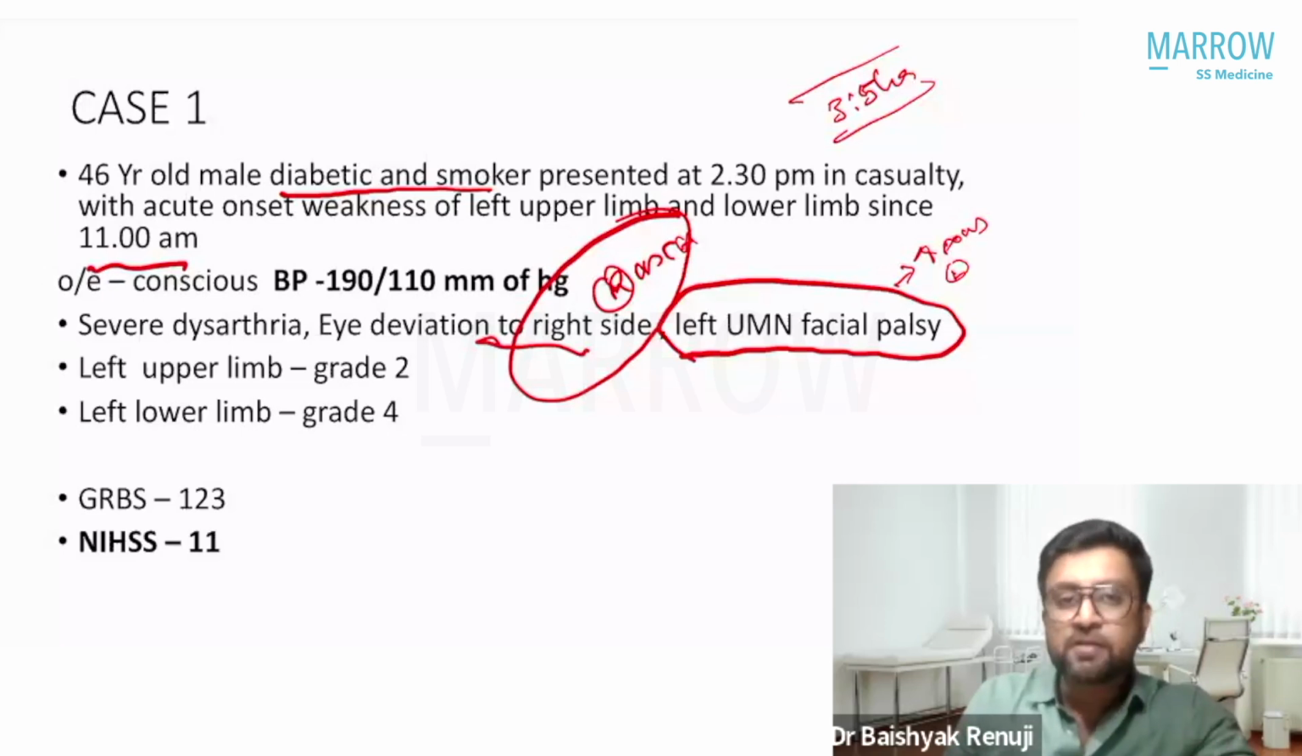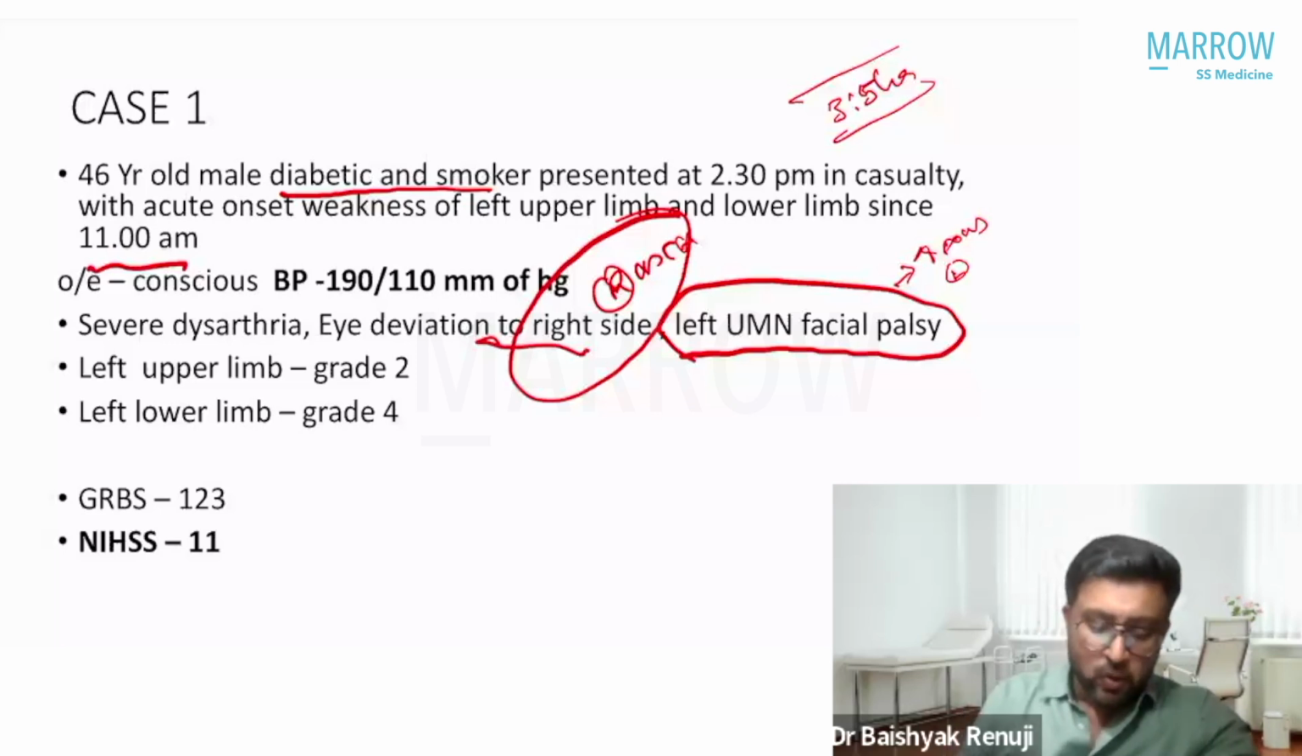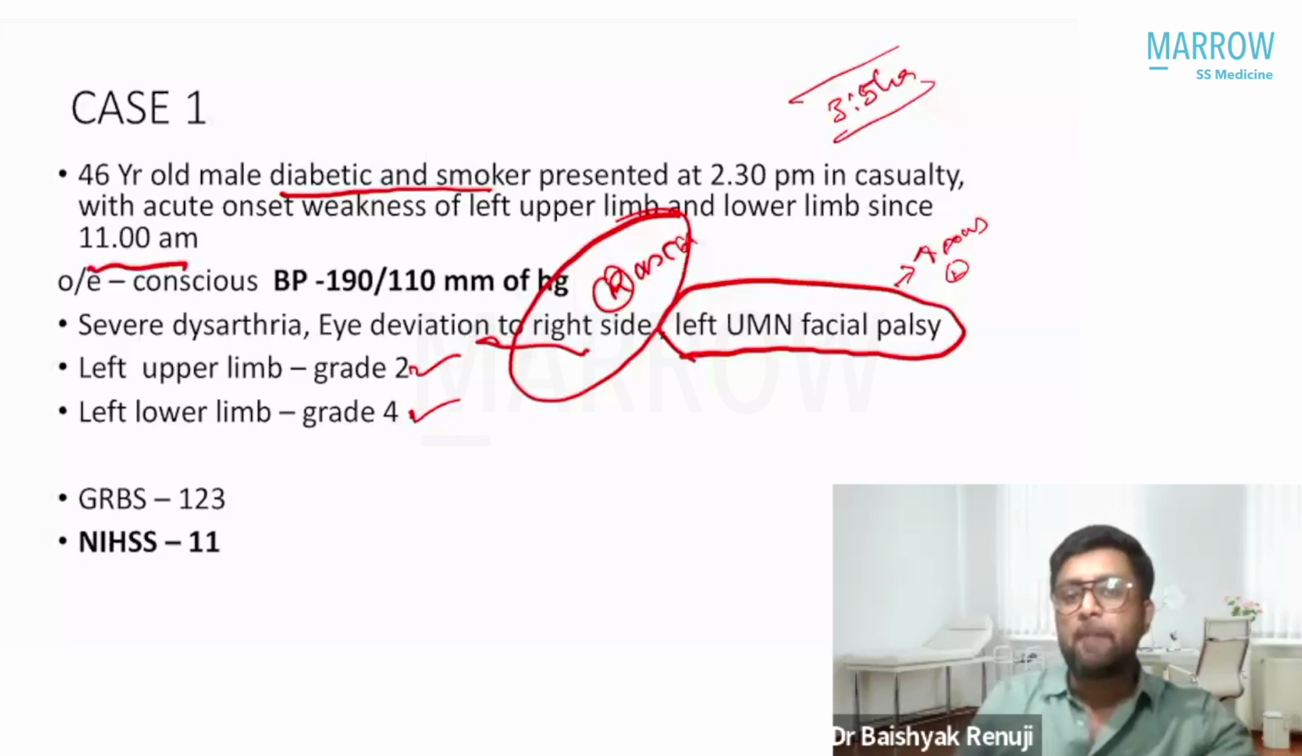Any more hints available in the history? One more hint. You see grade 2 power in the upper limb and grade 4 in the lower limb. That means the upper limb is weaker than the lower limb.